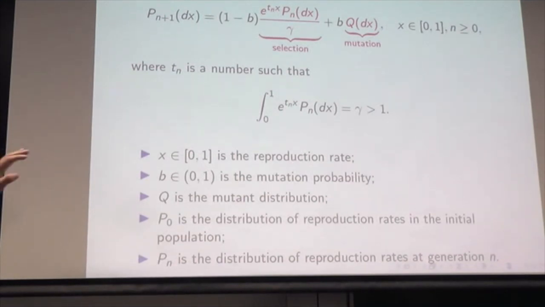And so, x is the reproduction rate, and we let the population evolve for time Tn. Since it's a reproduction rate, it's multiplied by e to the power Tn times x, and it's divided by gamma. Dividing by gamma is the sampling: we sample 1 over gamma from the evolved population, and it becomes a probability measure again. We understand this part, right?